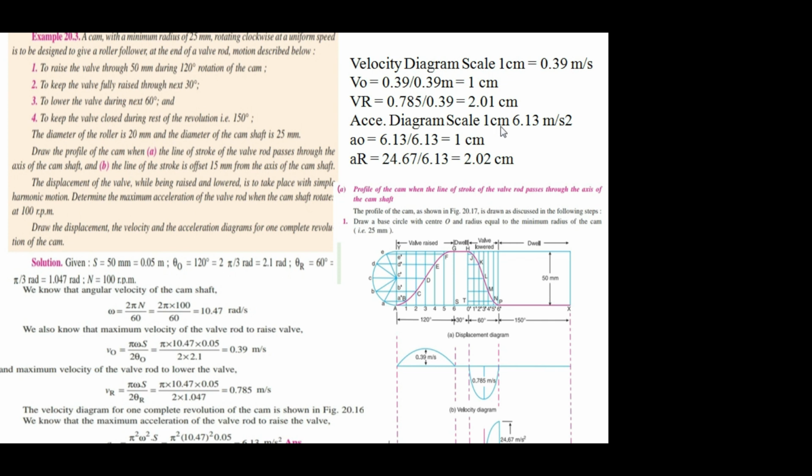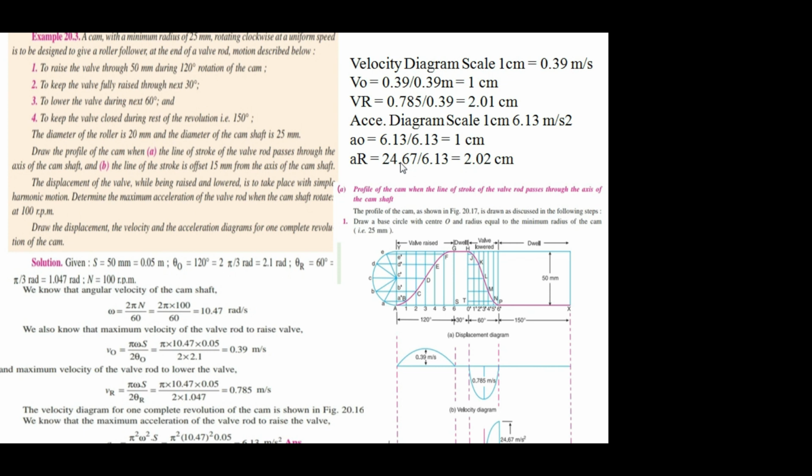For the acceleration diagram, the scale is taken as 1 centimeter equal to 6.13 meter per second square. So at the mid of outstroke and return stroke, the acceleration of the follower is always 0. At the start and end of the outstroke and at the start and end of the instroke, the acceleration of the follower is always maximum. During outstroke, the acceleration of the follower is 6.13 divided by scale 6.13, which is equal to 1 centimeter. Mark here a point at 1 centimeter. Draw the curve passing through these 3 points.